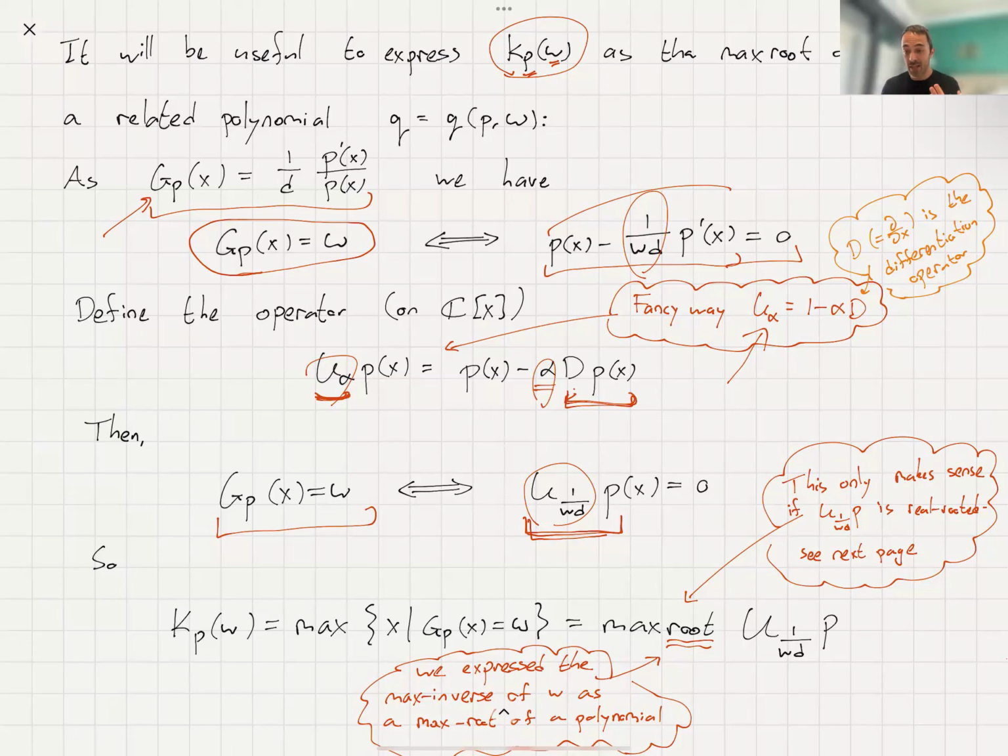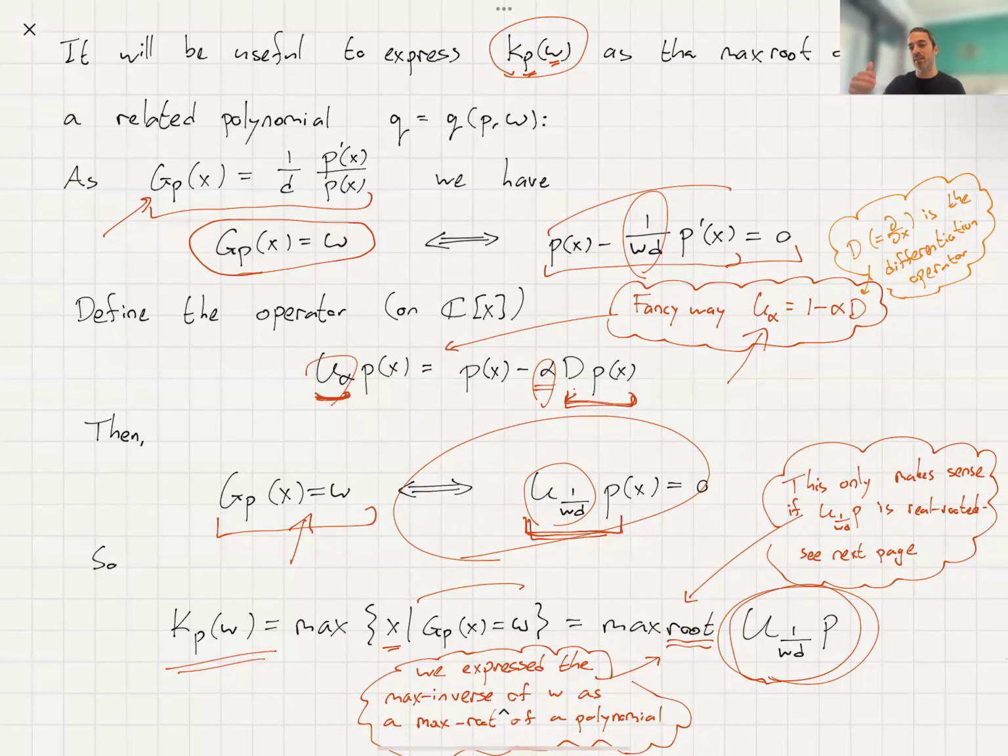So that's per x, and in particular, Kp of w, which is the largest solution to this equation, right? It's just the maximum, the largest x for which this holds by definition, and because of that, it's exactly the maximum root of this polynomial, right? So given p and w, we can actually express Kp of w as the max root of some other polynomial. What polynomial? Well, it of course depends on p and w, and it's this polynomial.